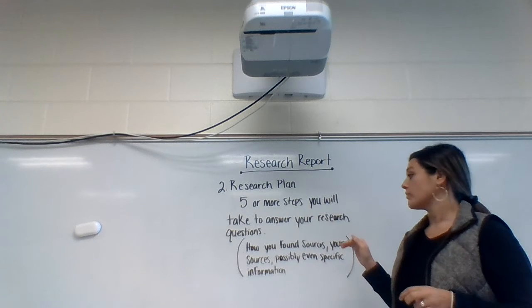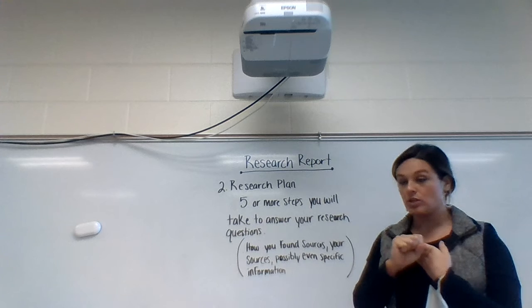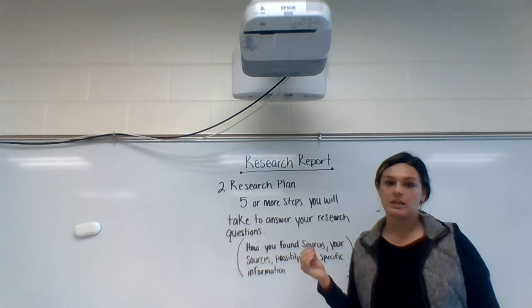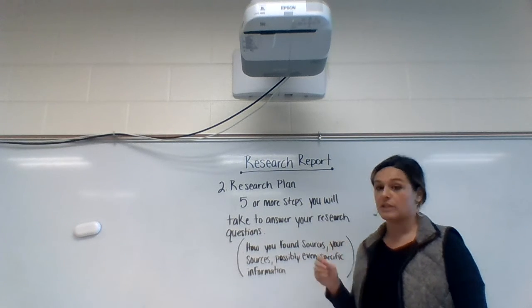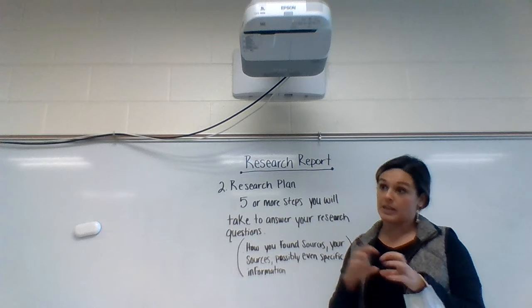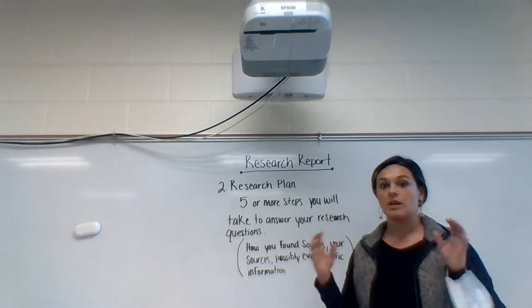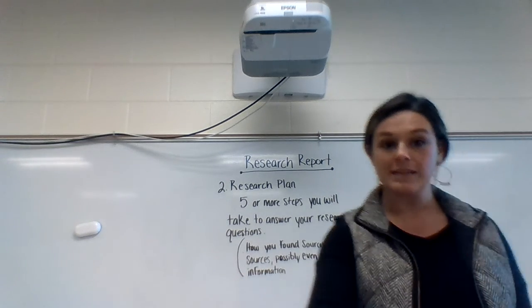You can give examples of your exact sources that you're going to use, and you'll have to have at least 5, and possibly even specific information that you're going to use in your research report. On this article about blah blah, I am going to use this information because that's it.